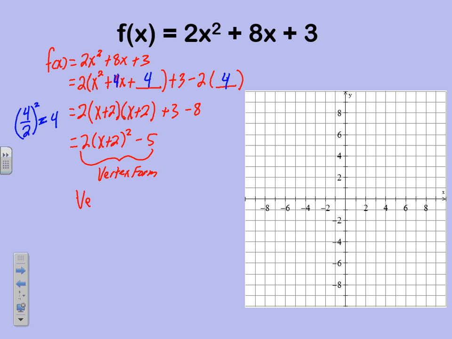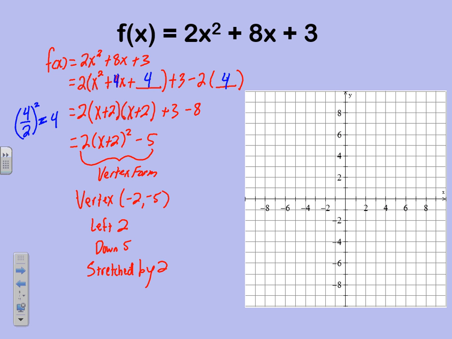So the vertex itself is going to be at negative 2, negative 5, because remember we do the opposite of whatever's in the parentheses. The transformations: the horizontal translation comes from the stuff inside of the parentheses. That x plus 2 really says we go to the left 2 spaces. The minus 5 for the k transformation says we go down 5 spaces, which matches what the vertex is. And then the a term says that we're going to stretch the whole function by a factor of 2.